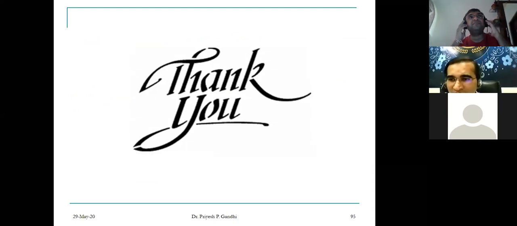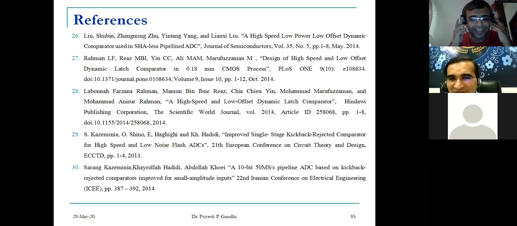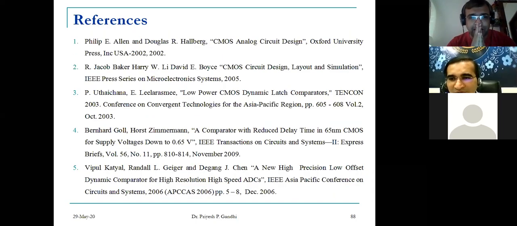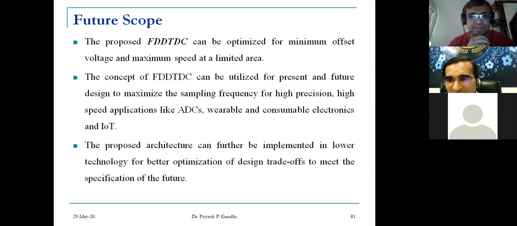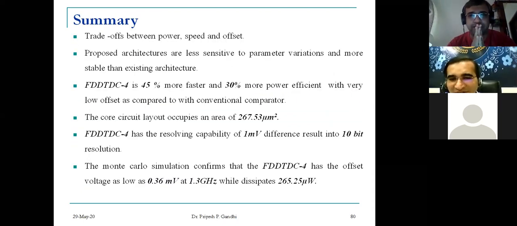Yes, Gandhi sir, yes, sir. Really, your lecture is really inspiring for us. Thank you. I have some simple doubts about these comparators. Is it possible that this comparator has some startup idea?